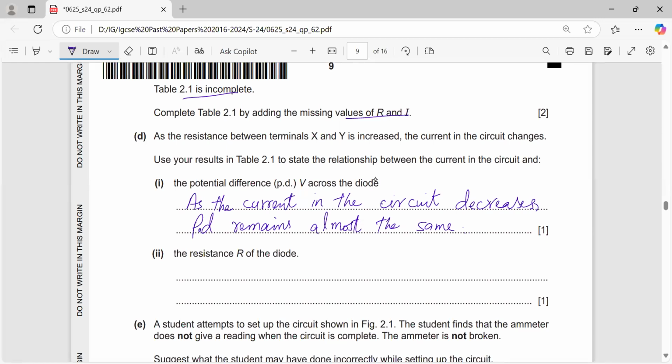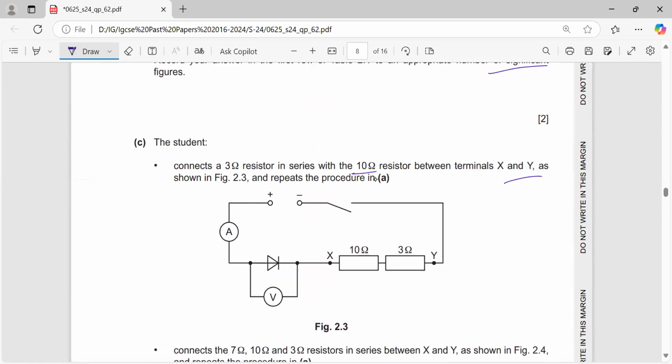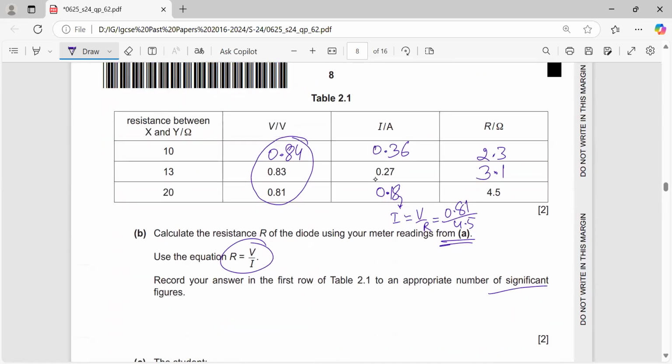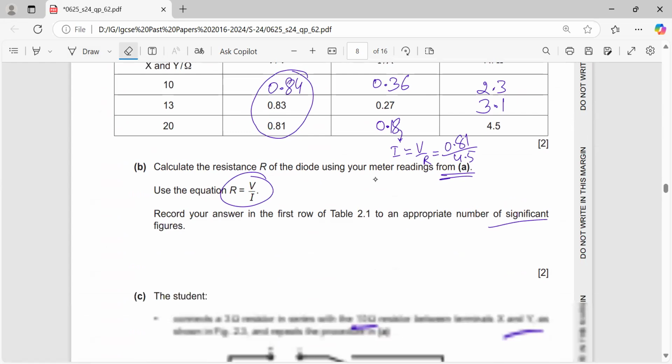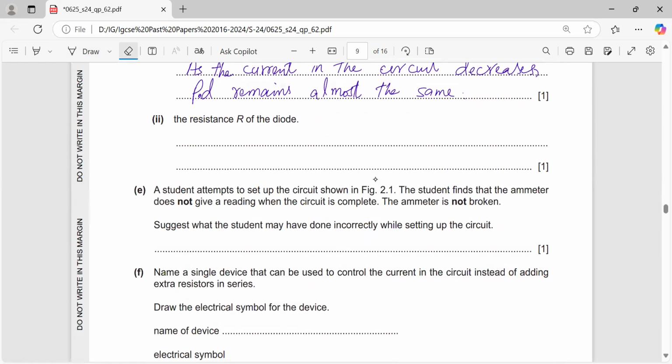Resistance of the diode. Now what happens to the resistance of the diode? Let's check. Current decreases and resistance increases. Here we can see the current is of course decreasing, and what is happening to resistance? The resistance is increasing, getting more. So as the current in the circuit decreases, the resistance increases.